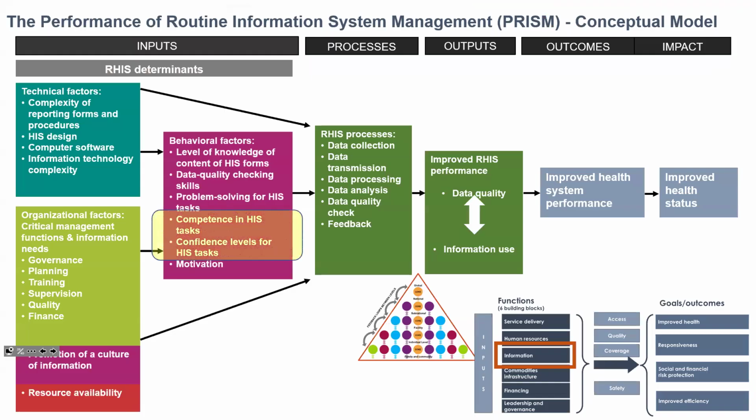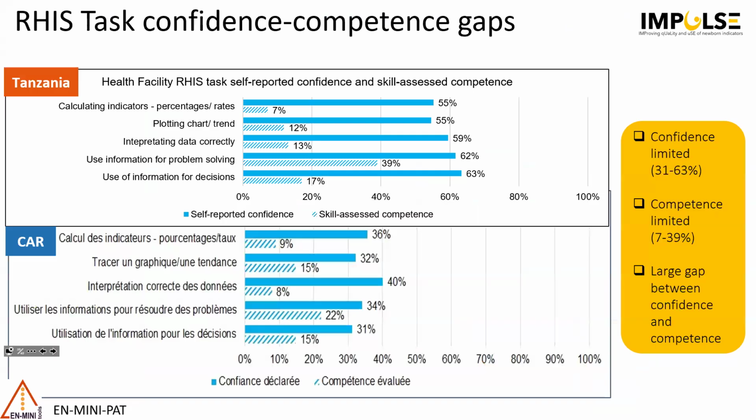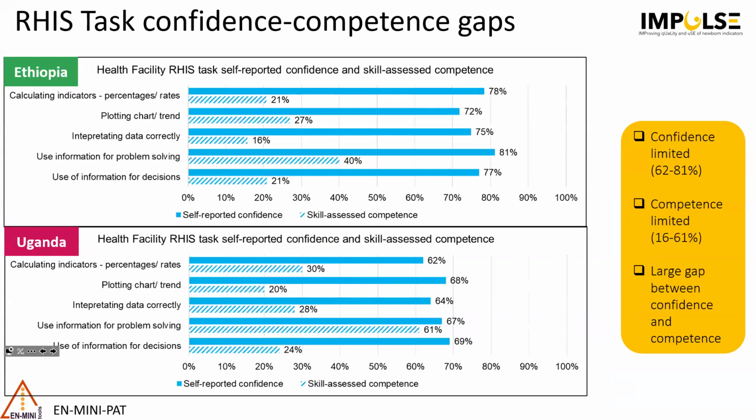And finally, on the behavioral factors, the confidence levels for routine health information system tasks. Confidence is limited, in Tanzania and CAR as well, about 31 to 63%, and competence is very, very low in Tanzania, 7%. A large gap between confidence and competence was realized. And this is the same figure, but showing other countries, Uganda and Ethiopia, where confidence is also still limited, competence very low, and the large gap between confidence and competence is also the same.